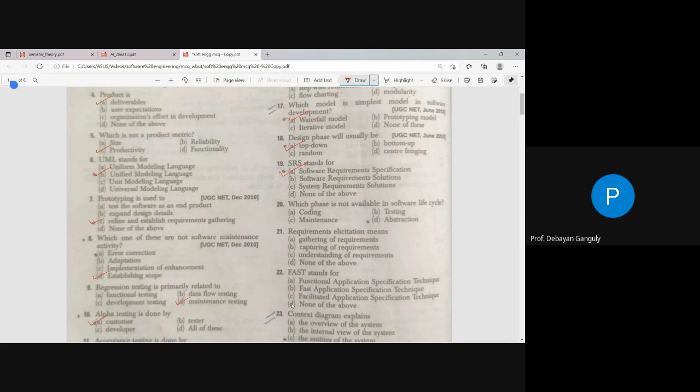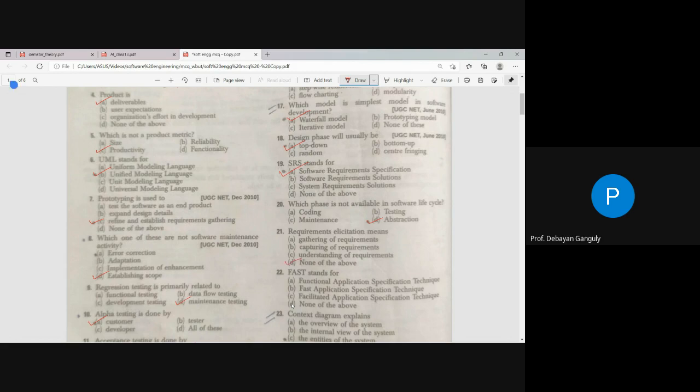Now the question number 20, which phase is not available in the software lifecycle? Of course, abstraction, that is an object-oriented concept. Requirement elicitation actually means gathering of requirements, capturing of requirements, understanding of requirements. So the option is none of these.